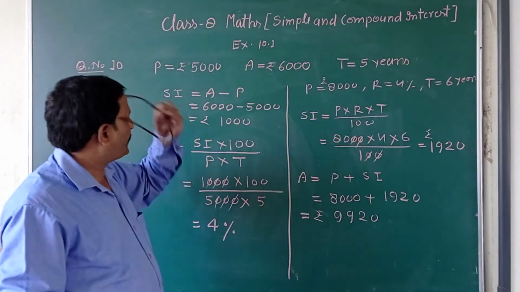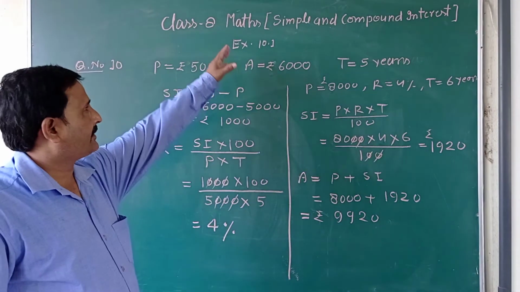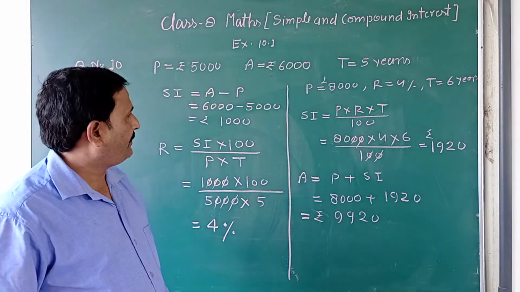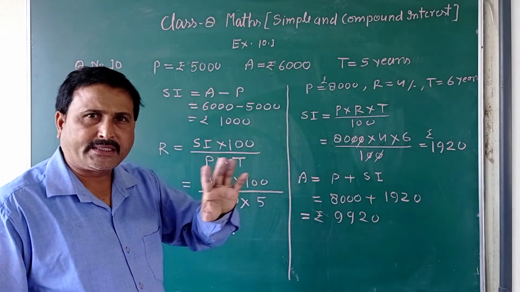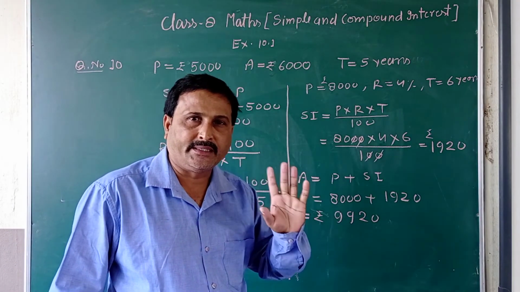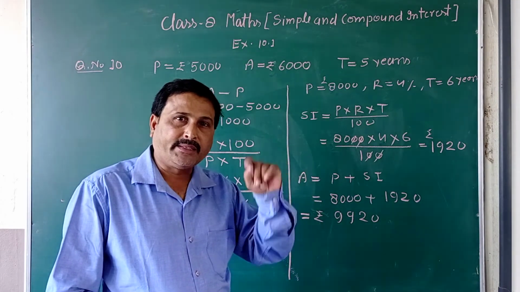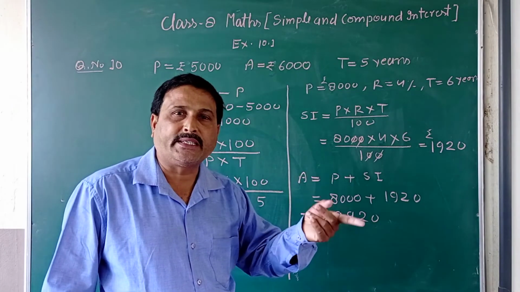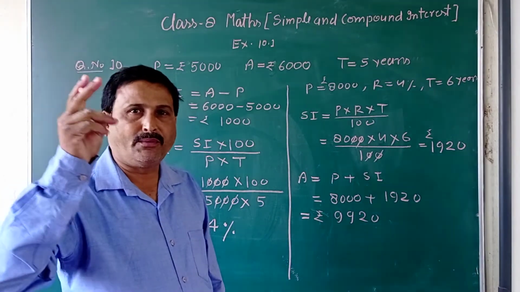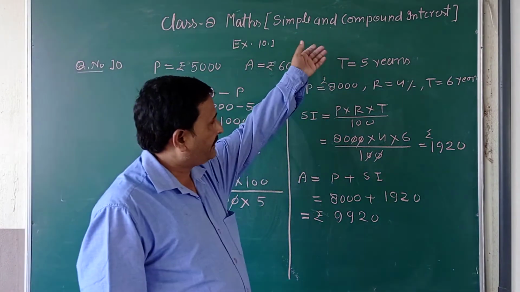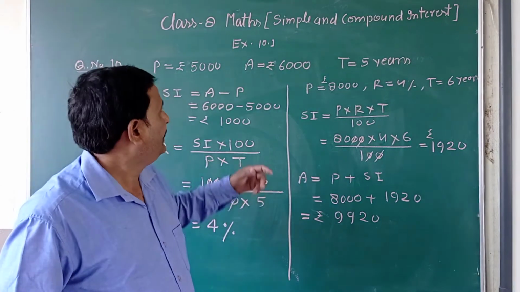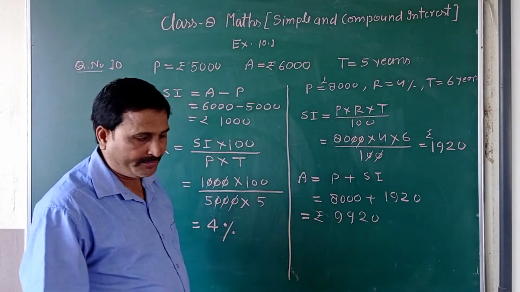Now this is the question of exercise 10.1. Only 6-7 questions are remaining, all on the same basis. Remember that if time is given in months, you have to change it into years. Time given in days, you have to change into years. If in months, divide by 12 because 1 year is 12 months. If in days, divide the time by 365. So this is exercise 10.1.